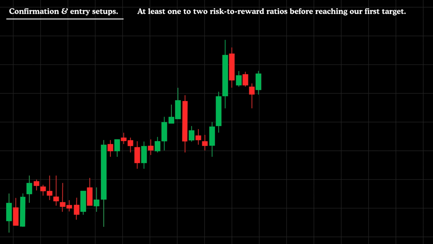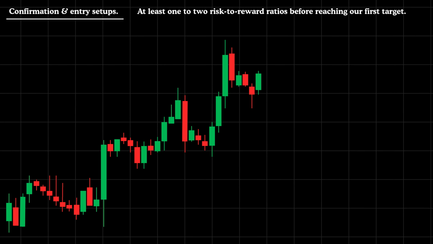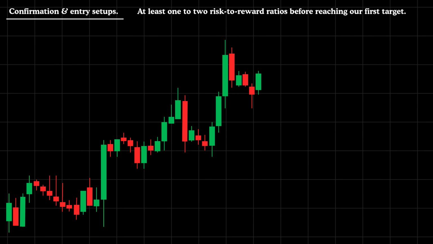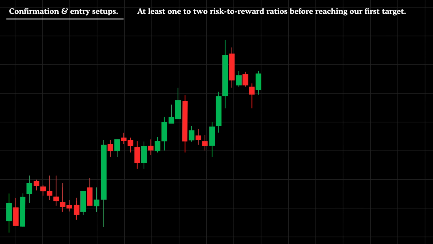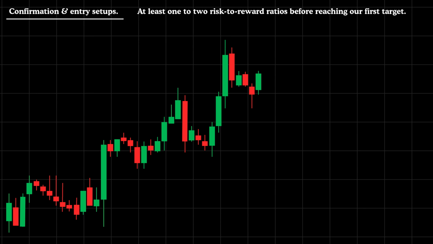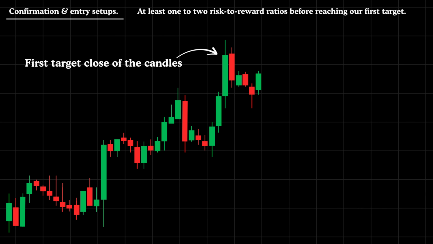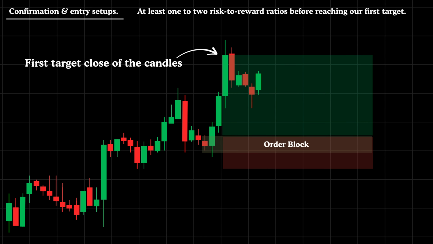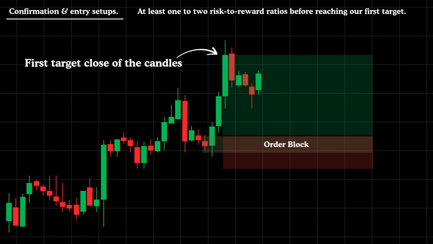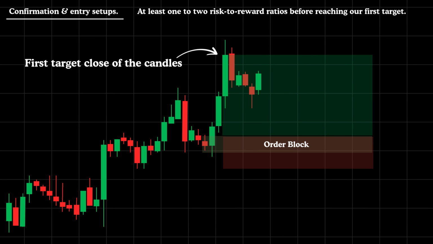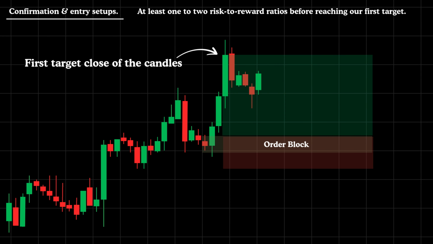Step 1. Always aim for a minimum 1 to 2 risk to reward ratio. Before placing any trades, make sure your setup offers at least a 1 to 2 risk to reward ratio before price reaches the first target, which is typically the most recent high for buys, or most recent low for sells. If the setup meets this criteria, here's what you do.